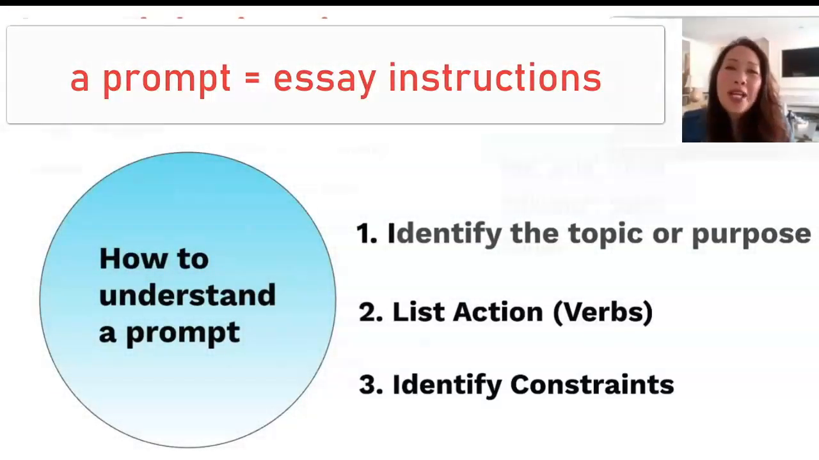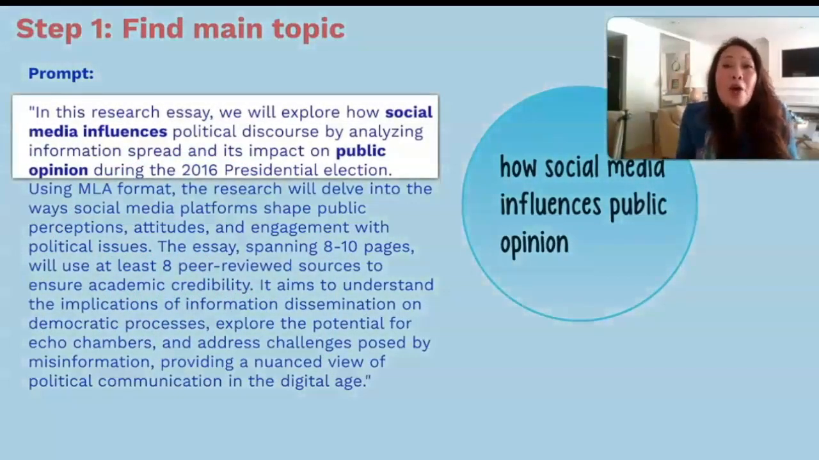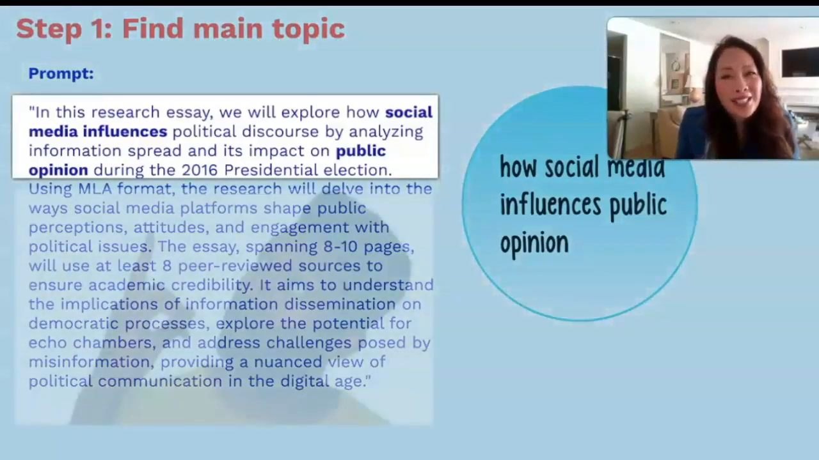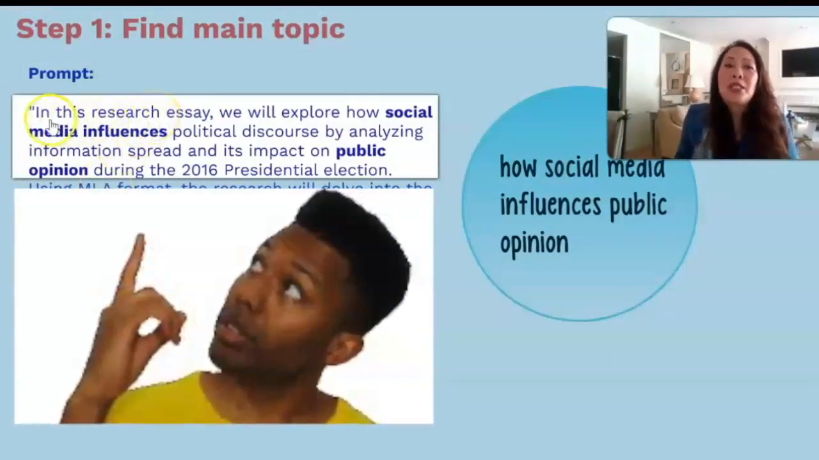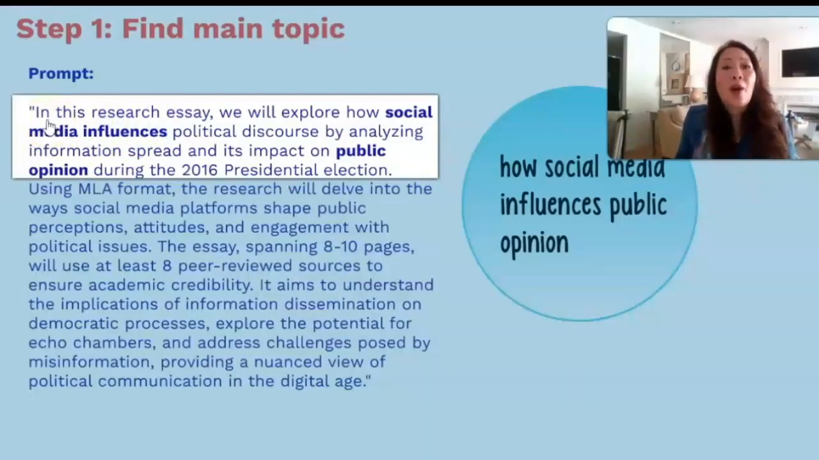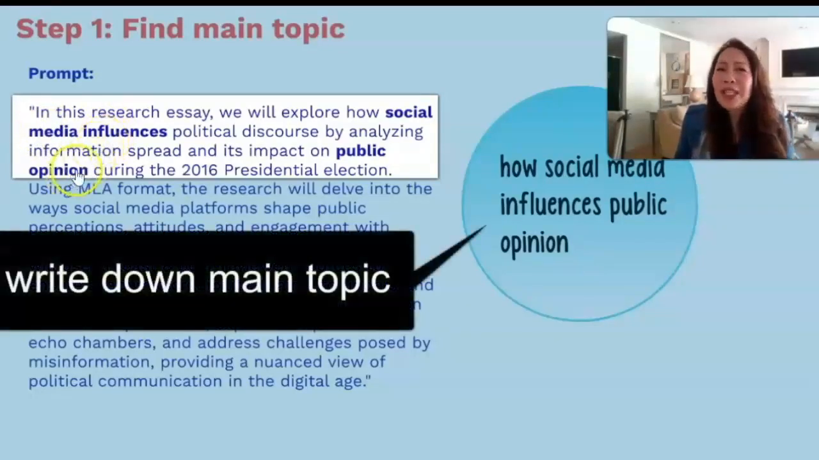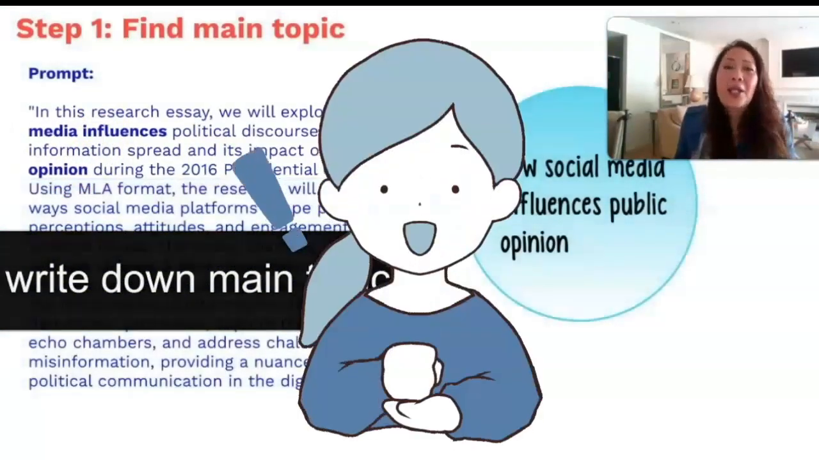So step one is to find the main topic. And usually the main topic of what the essay is going to be about can be found in the first couple sentences. In this particular prompt on the left-hand side, what you're going to notice is in the very first sentence, the professor sets forth what the topic is, how social media influences public opinion. And so as soon as I know what the topic is, I'm going to write this down on a piece of paper. Right? It's that easy. Let's go to step two.